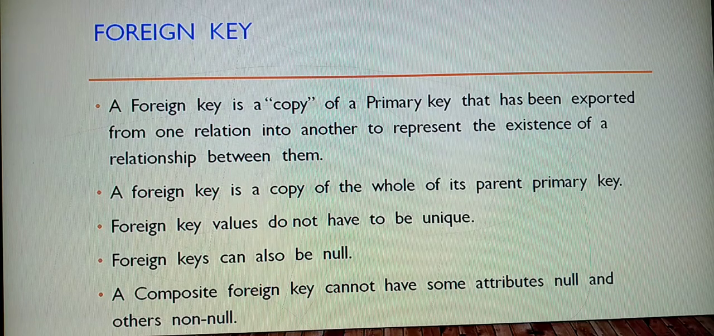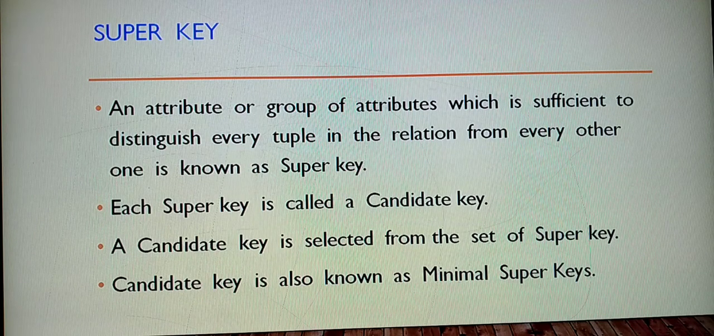So if a composite foreign key is possible, one key cannot be null while another is non-null. Non-null means it will have some values. So these are the points you will have under foreign keys. This is your 3-mark question. Foreign key and primary key are 3-mark questions for you. And next you are going to see the next one.